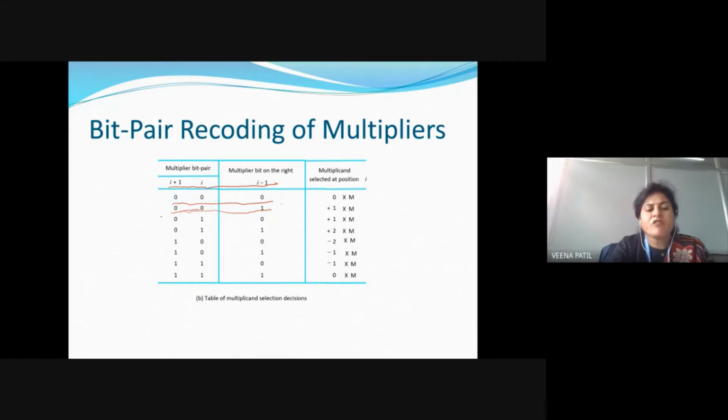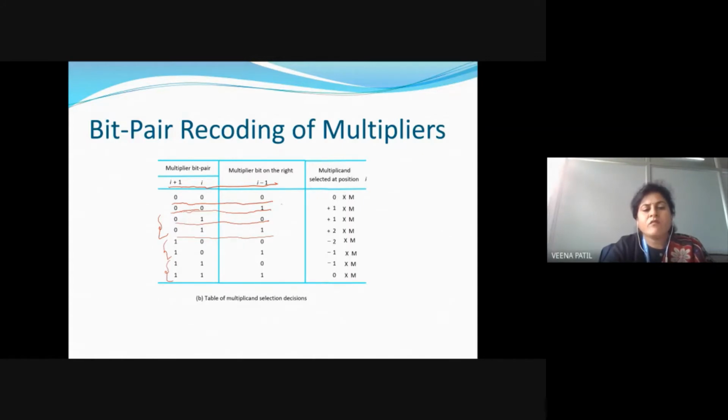Similarly, for the next pair of bits, that is for 0, 1, I'll keep I minus 1 as 0 once, and I will keep I minus 1 as 1 for the second time. Same way, you can write for the next 2 combinations, that is for 1, 0 as well as 1, 1. Okay.